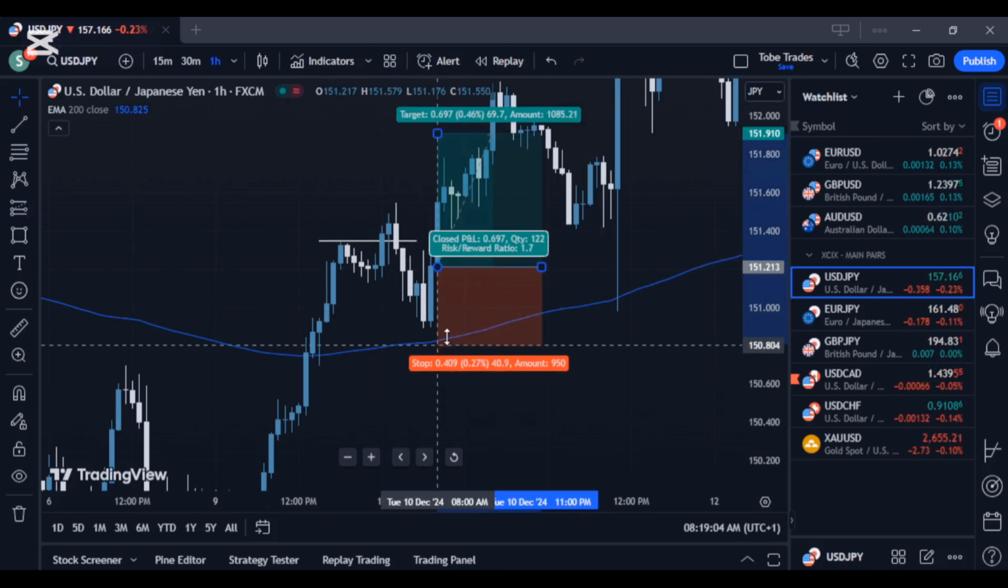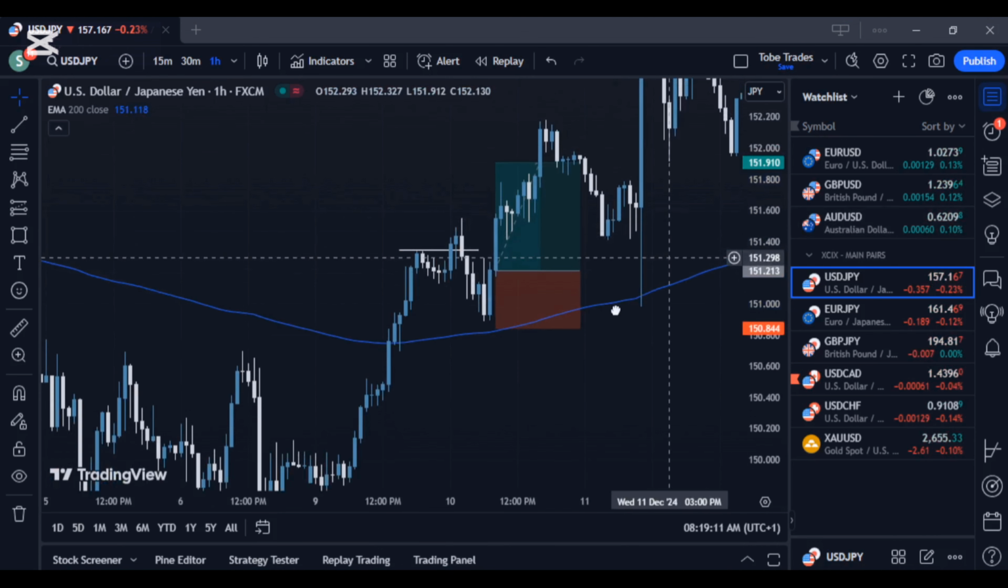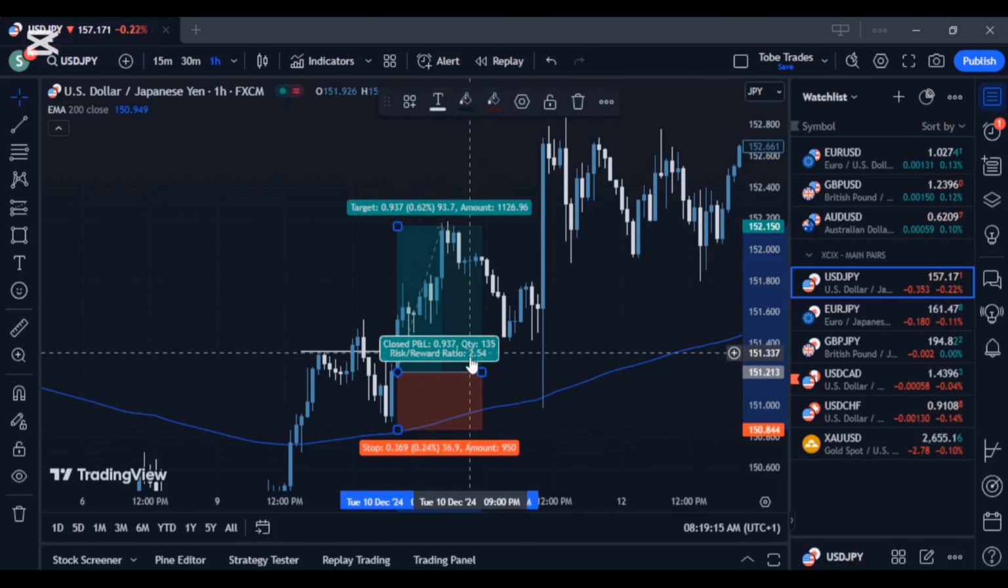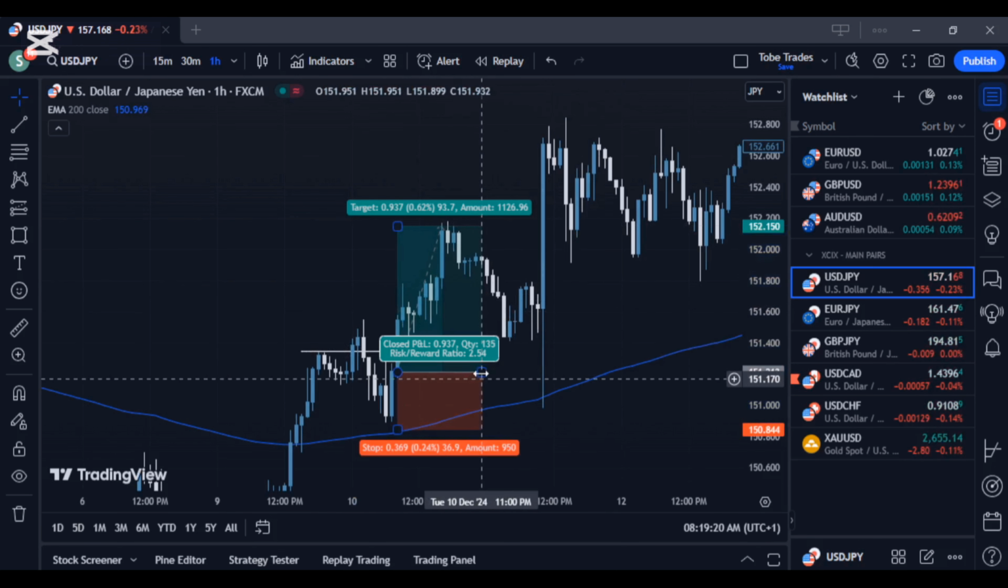Then you can hop in the trade for a buy. Stop loss should be slightly below this candlestick, and your take profit should be a 1 to 2 risk to reward. I recommend a 1 to 2. As you can see, this trade went for a 2.54 risk to reward, and that's not all. You can just keep trailing it.